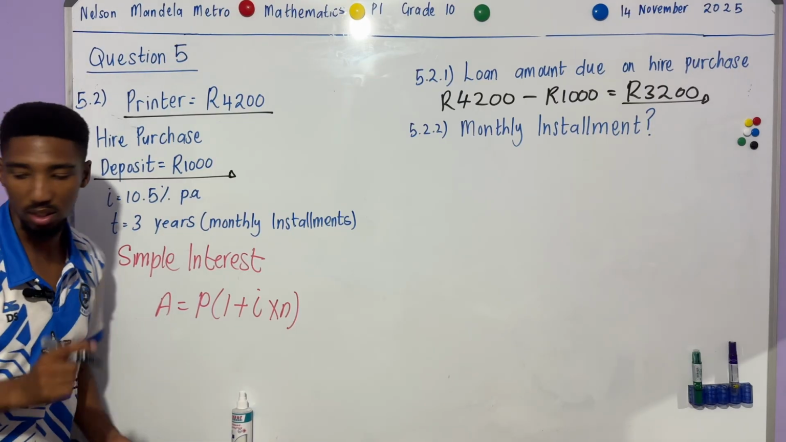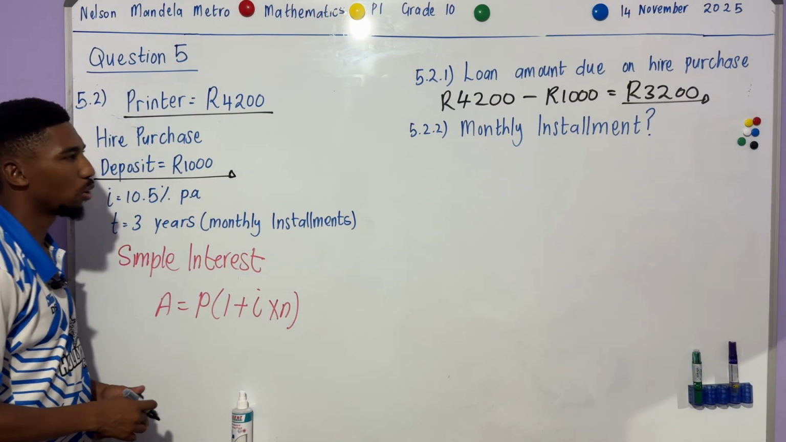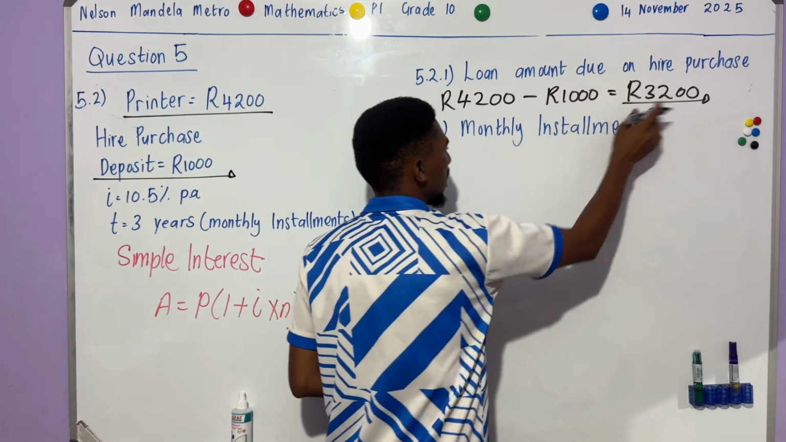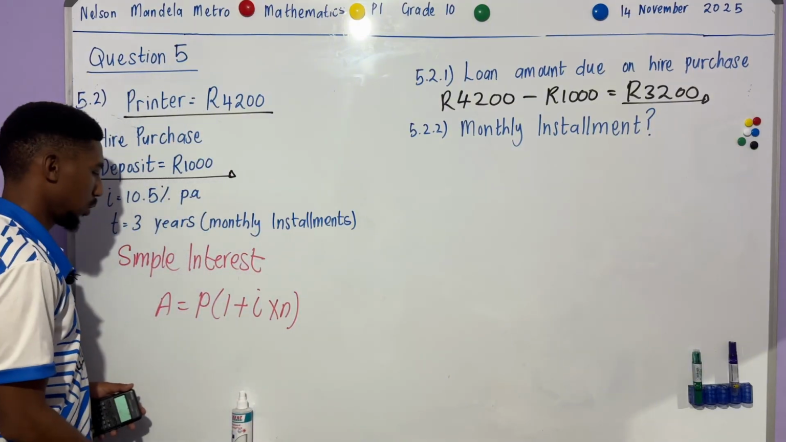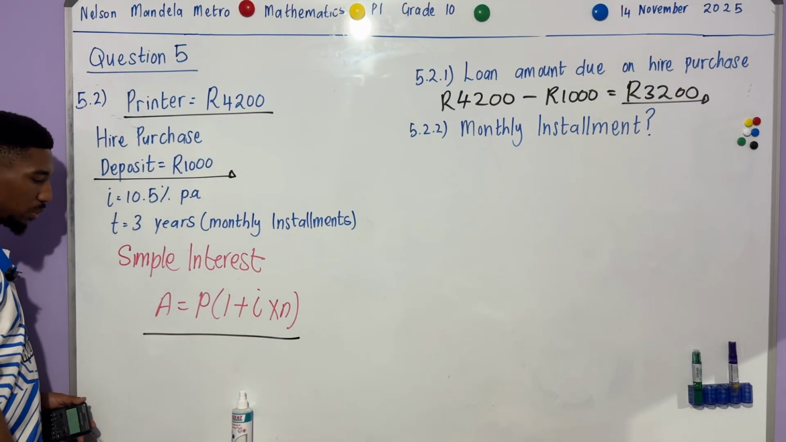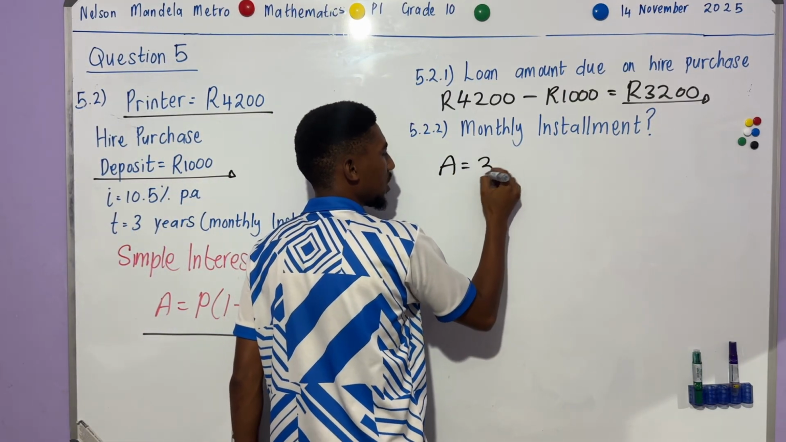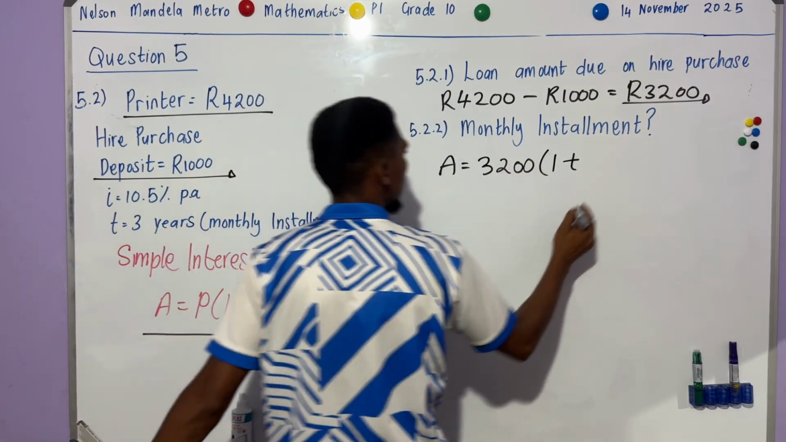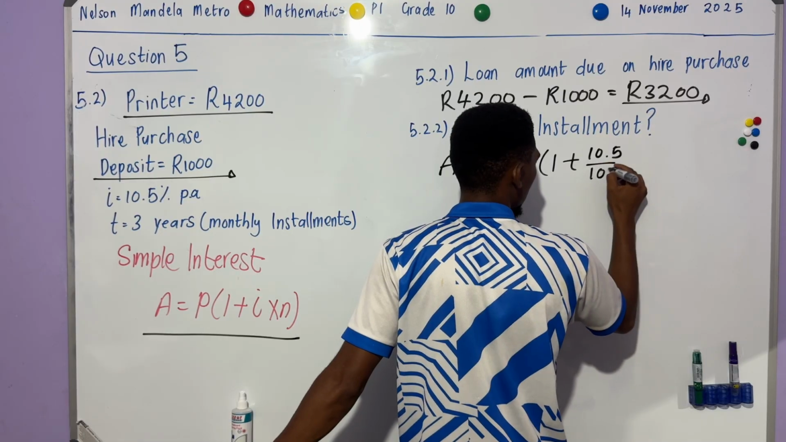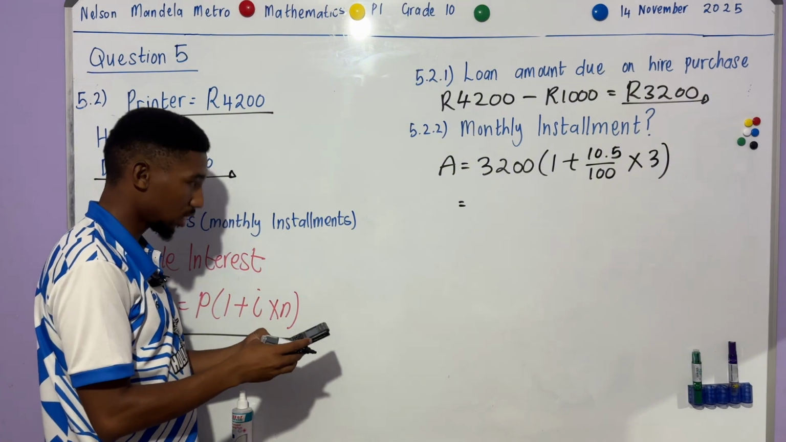So the next question asks us, calculate the monthly installment that Printco would need to pay towards the hire purchase agreement. Now, we've made an agreement, the hire purchase. We need to pay back a certain amount now. Okay, and we're going to use this formula over here to find out how much we need to pay back. So we have A, which is the amount we have to pay back. P is the amount that's been loaned to us, brackets 1 plus I, which is 10.5, but remember we're going to have it over 100, and we multiply that with 3. Okay, and we plug that into our calculator.